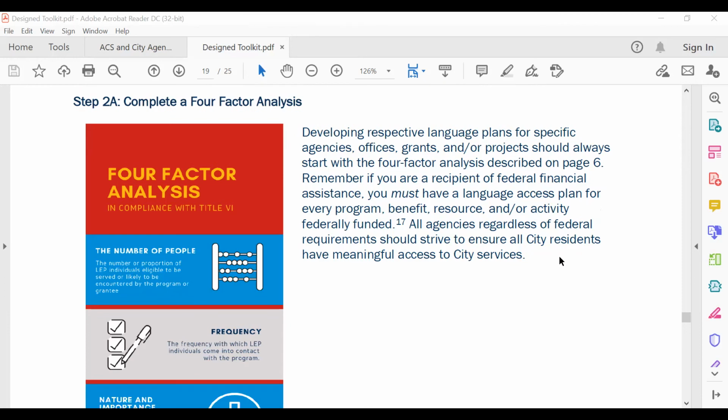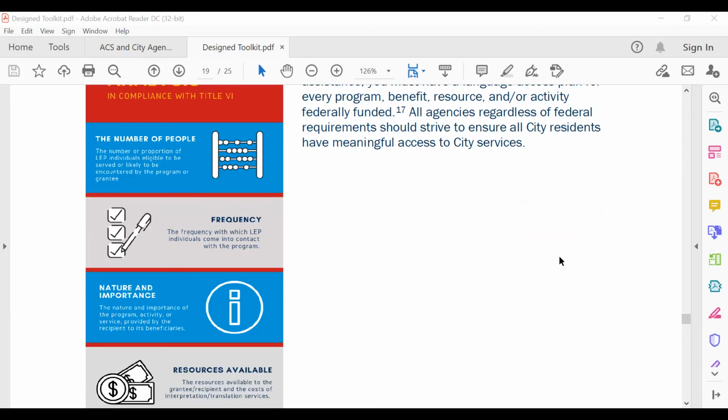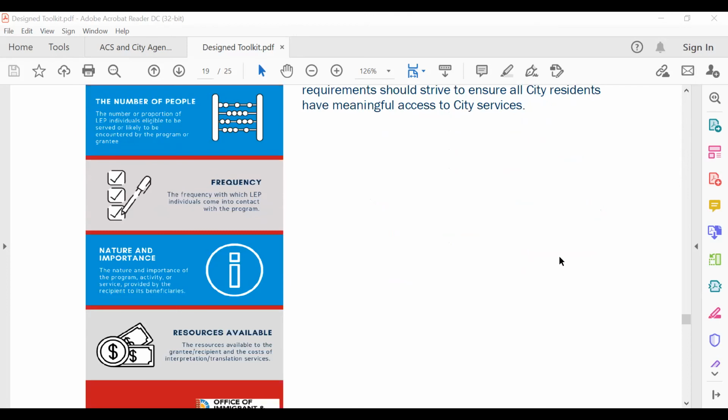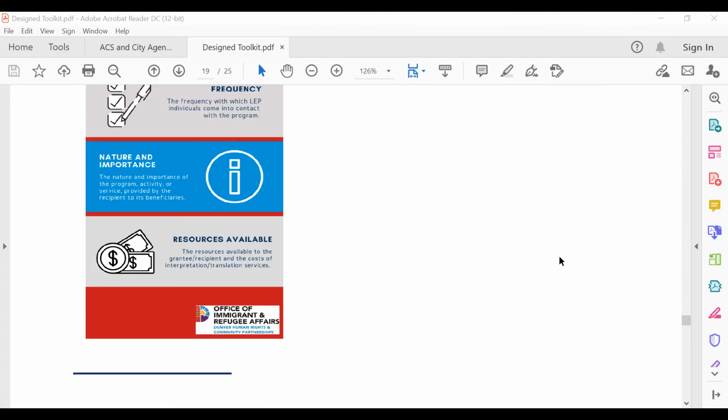But remember, the first factor is the number or proportion of LEP individuals that are eligible to be served or likely to be encountered. Second factor is the frequency. The third is thinking about the nature and importance of what you are offering. And the fourth would be, what are your resources available, and what's going to be the cost for you to be able to offer meaningful access and effective communication.